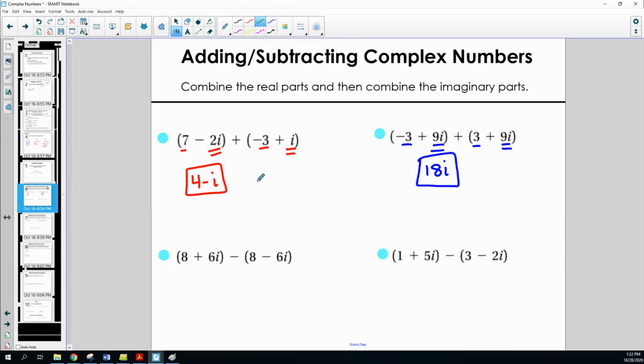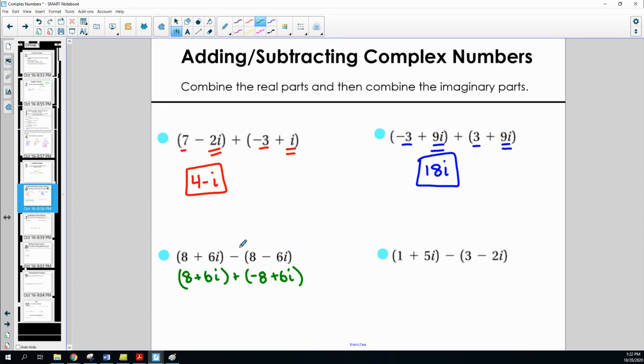In this third one, now we're doing subtraction. With subtraction, you want to be careful. You can do one of two things. You can change it to addition, but if you're going to change it to addition, you need to change the signs in the term that's next to it. So for instance, if I wanted to rewrite this, I could make this a plus sign, but then I have to make this a -8, and I have to make this a +6i.